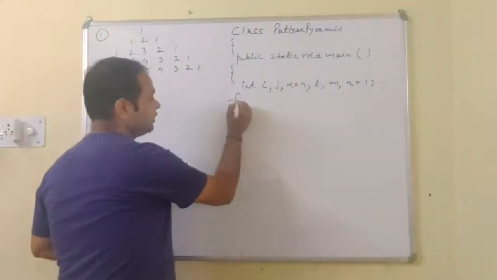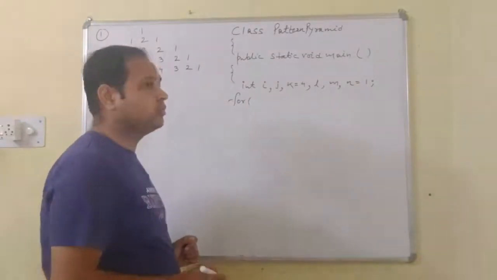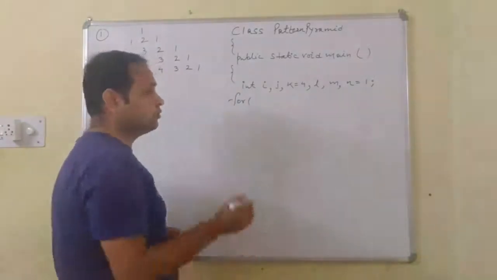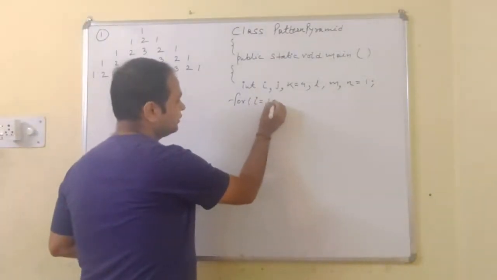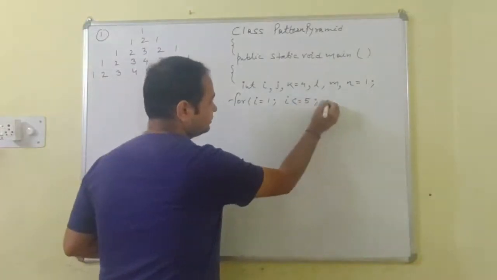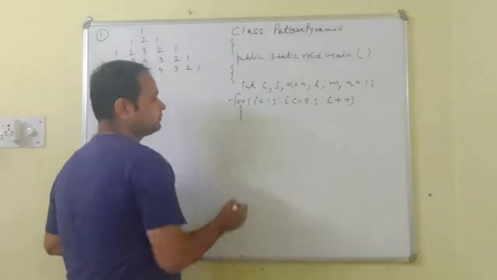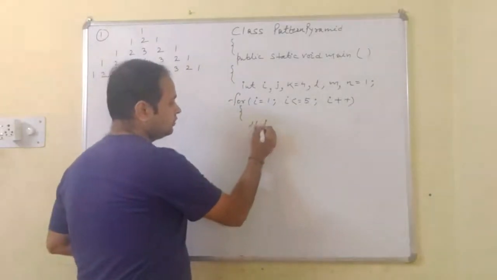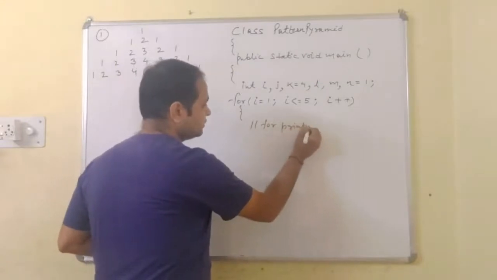First of all, I will write for. This is the outer loop which is used to rotate the rows or to move the rows. For i equals 1, i less than or equal to 5, i plus plus.